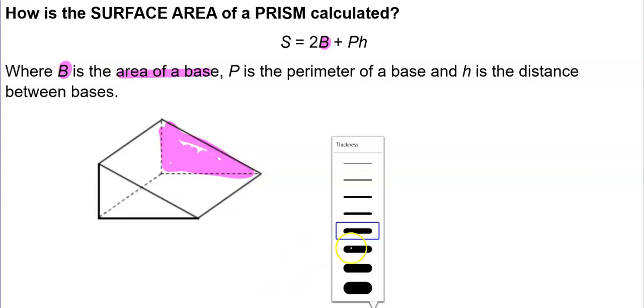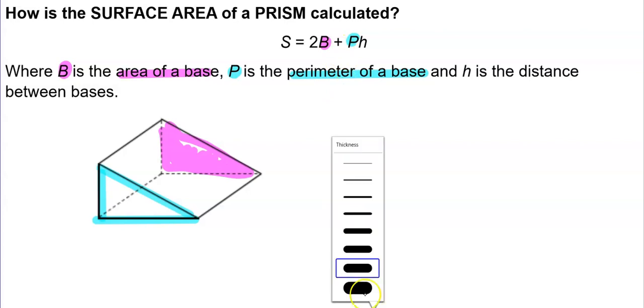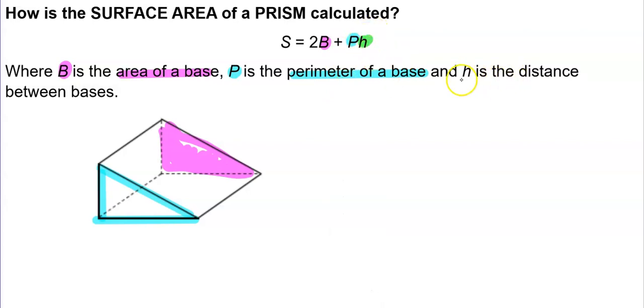And then you are going to add that to the perimeter of one base. Now it can be the same base or the other base. So P is the perimeter of a base. And then you're going to multiply P by h, where h is the distance between the 2 bases. So any of those can be h. The distance between the bases is called h. So here we have big B, the area of that triangle.